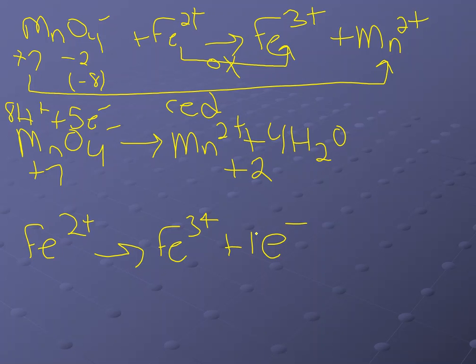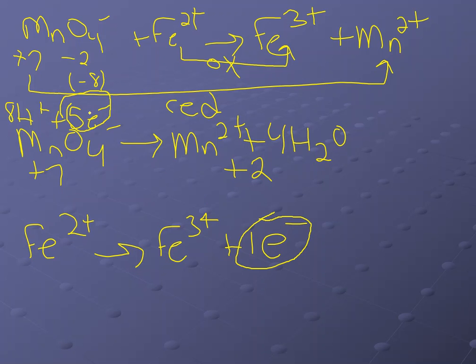I'm not done yet, though. We have to take these half reactions and add them together. And once I do that and I check that everything balances, I'm done. Before I can add them together, the big thing is I've got to check that this number of electrons here matches this number of electrons here. So I have 5 here and 1 here.